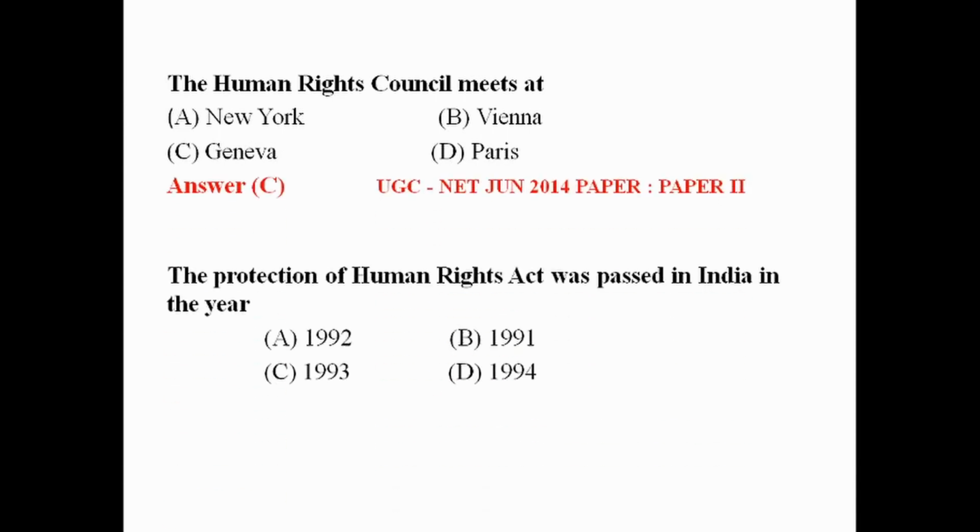Next question. The Protection of Human Rights Act was passed in India in the year: option A 1992, option B 1991, option C 1993 and option D 1994. The Protection of Human Rights Act was passed in India in the year, the answer is option C, that is 1993.